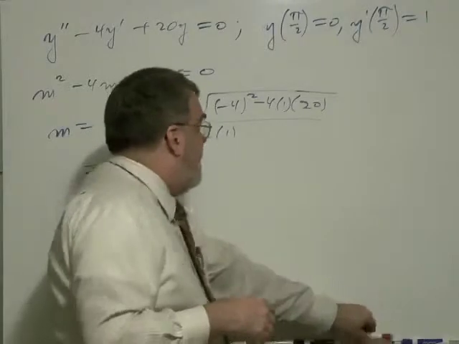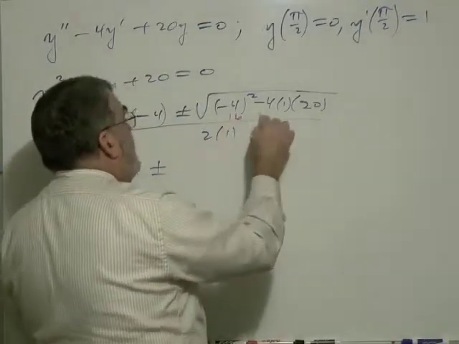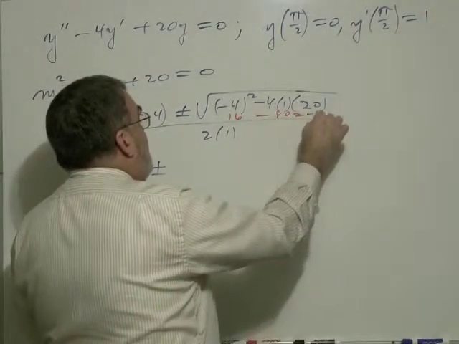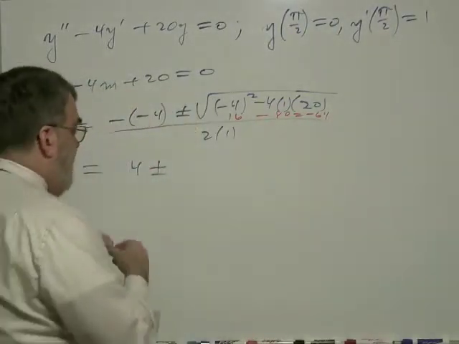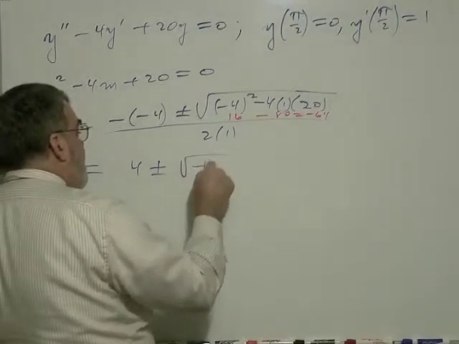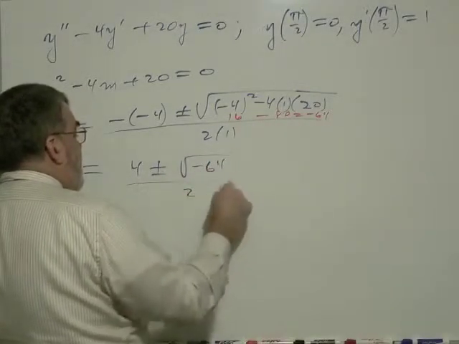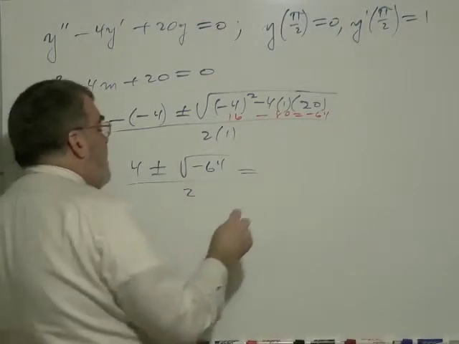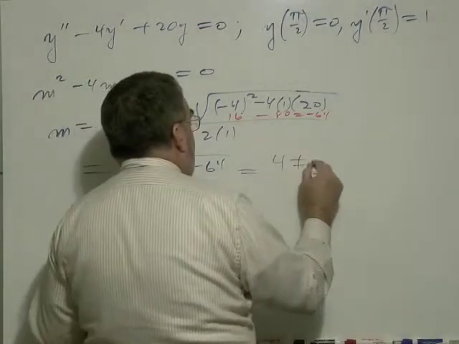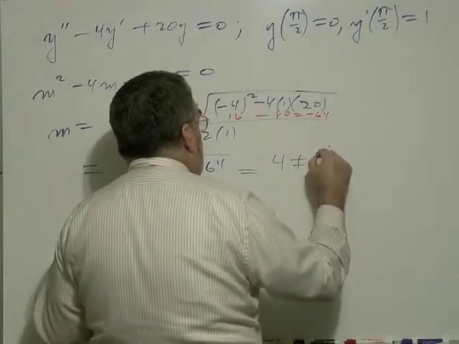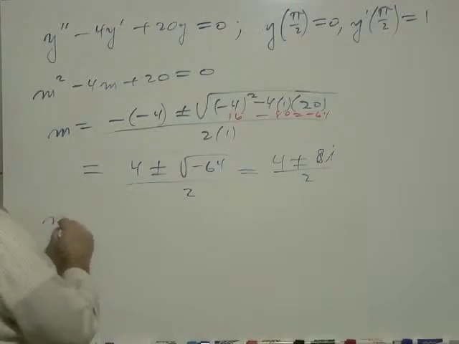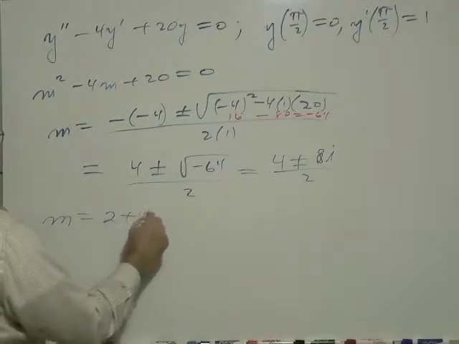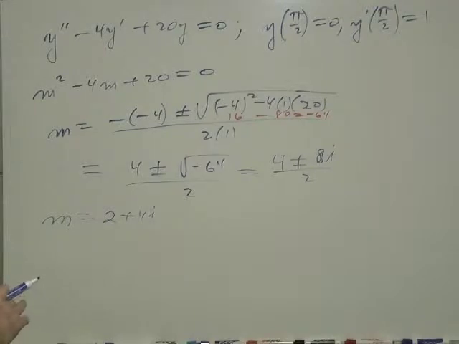Let's get that up there. 16 and then minus 80 is negative 64. There we go, that's better. So I've got 4 plus or minus the square root of negative 64 divided by 2. The square root of minus 64 is 8 times i. 8i over 2. And so that ends up being m is 2 plus 4i. There we go. So divide the 2 into those terms. We have 2 plus 4i.